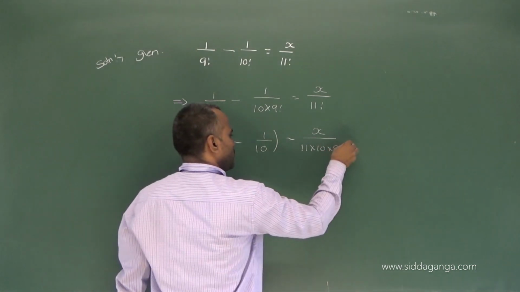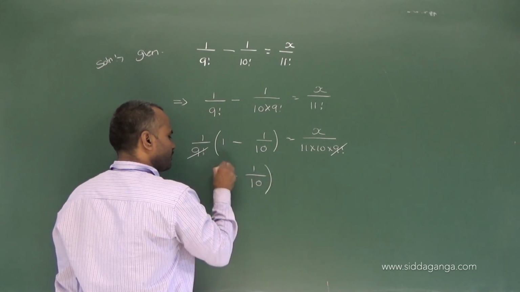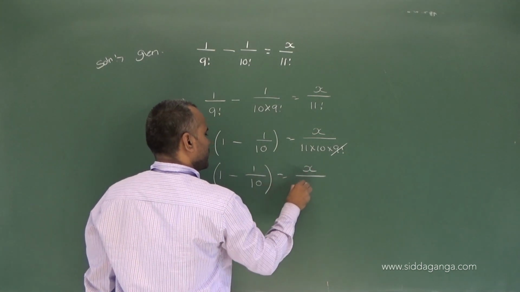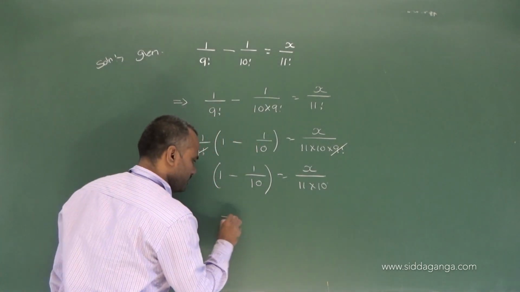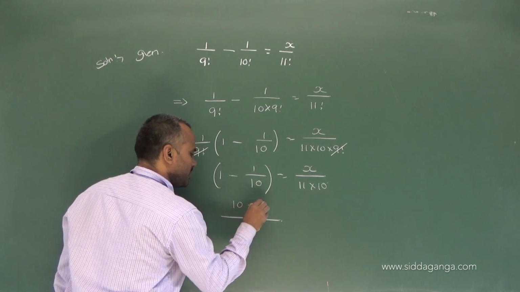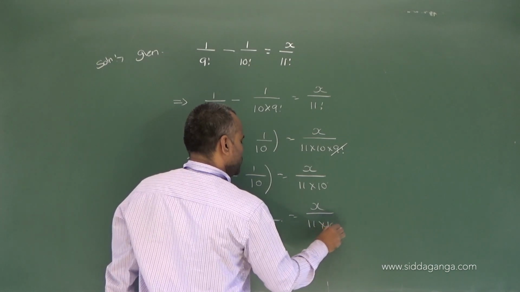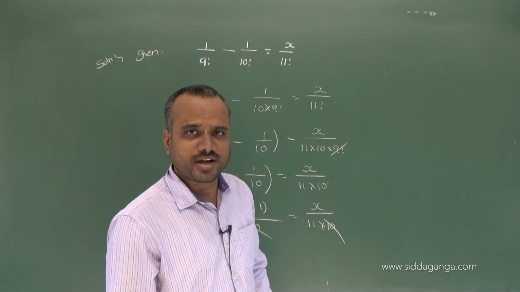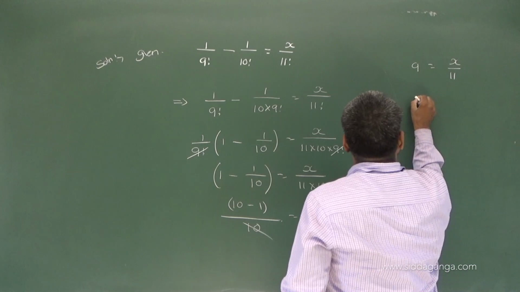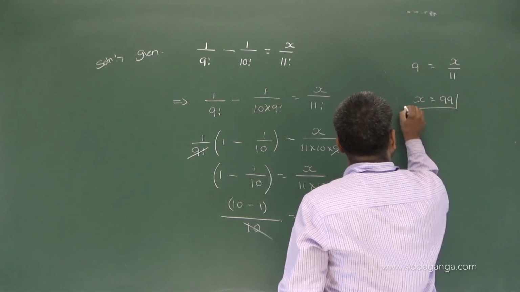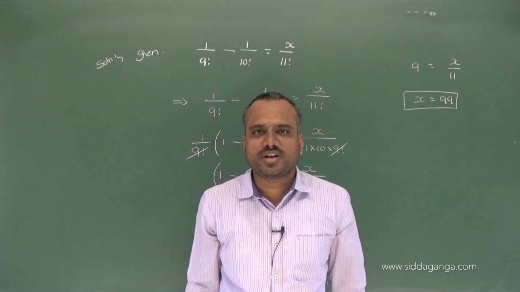Both sides 9 factorial gets cancelled. 1 minus 1 divided by 10 is equal to x divided by 11 into 10. Correct? 10 must be the LCM. 10 minus 1 is equal to x divided by 11 into 10. 10 gets cancelled. 10 minus 1 is how much? 9. x is equal to 9 into 11, 99. If you know the concept properly, you can solve any type of problems.